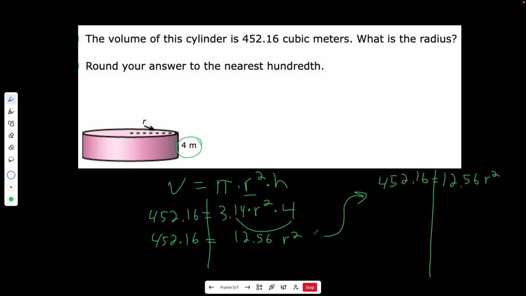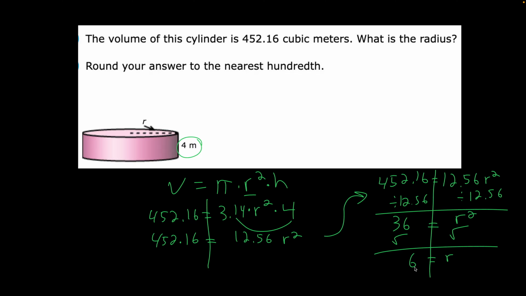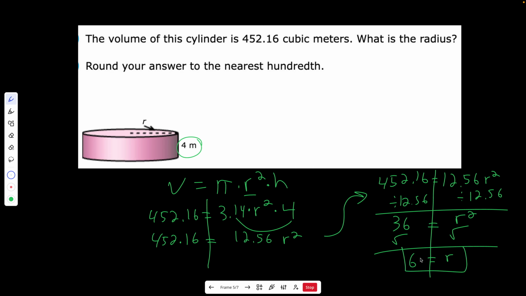Okay, now that we brought our work over, we should know how to solve this from here, right? We should divide by 12.56 on both sides. When we do that, we get r squared equals 36. And then we should know, okay, I need to square root both sides. We will get r is equal to 6. Yes, it could be plus or minus 6, but we're talking about a measurement here, so we are not going to use the negative version. It's just going to be r equals 6. That would be 6 meters.